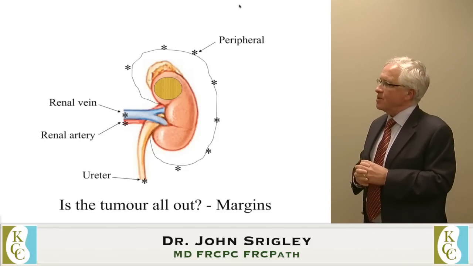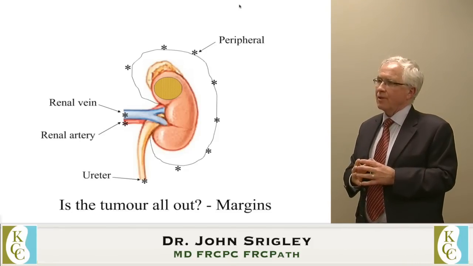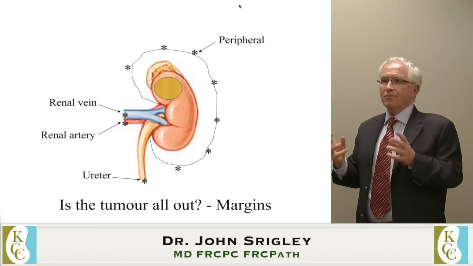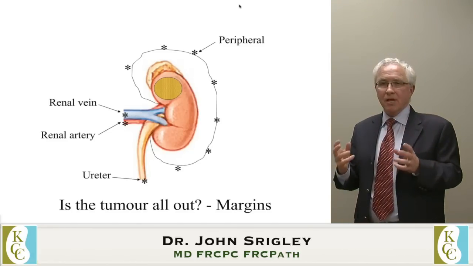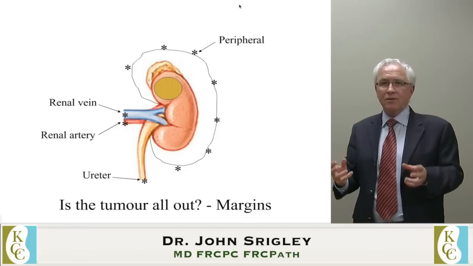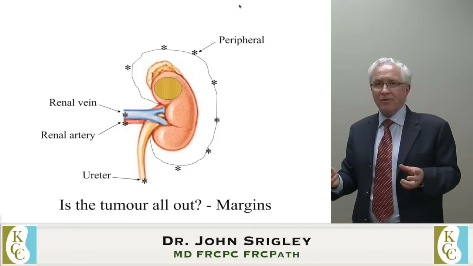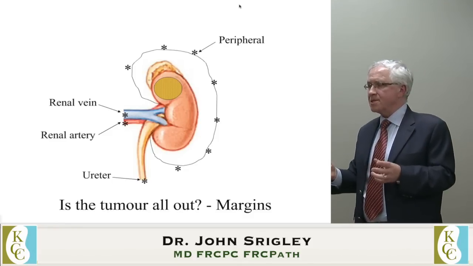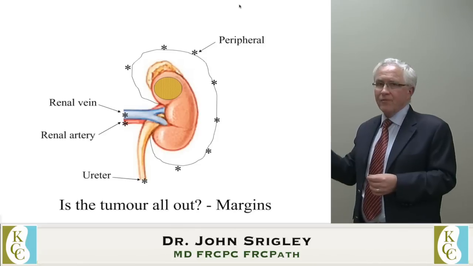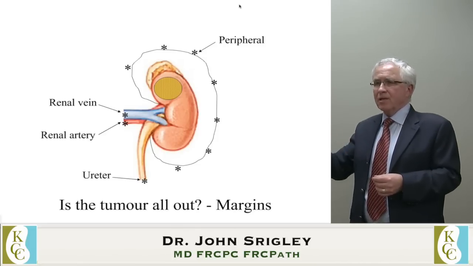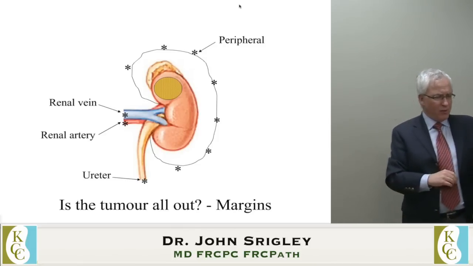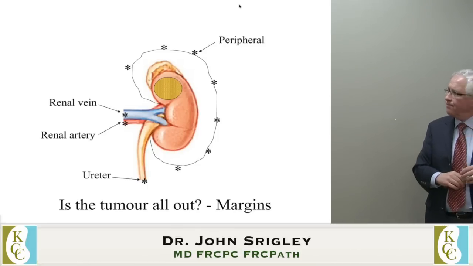Another thing that the pathologist always reports in the surgical pathology report is whether the tumor was completely removed. So what is the margin status? Has the surgeon got all the tumor, to the best of the knowledge of the pathologist? That's what we refer to as the margin status of the tumor. That's a very important observation that would be included in the pathology reports for kidney cancer as well.